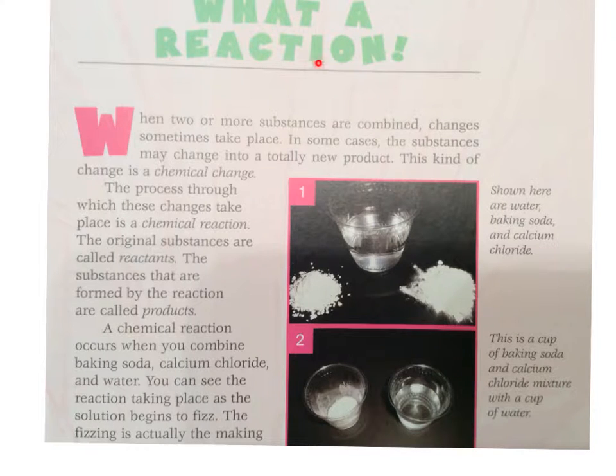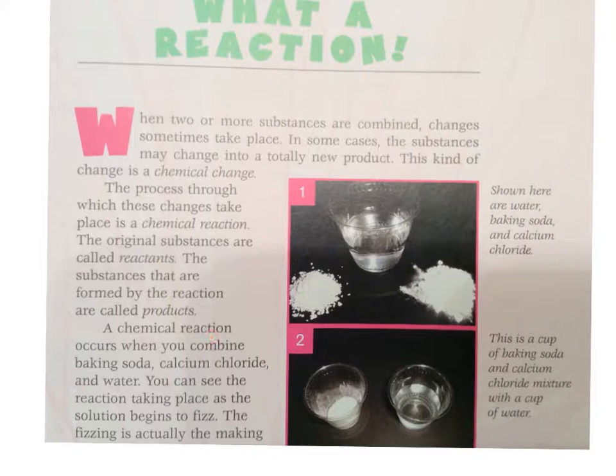What a reaction. When two or more substances are combined, changes sometimes take place. In some cases, the substances may change into a totally new product. This kind of change is called a chemical change. The process through which these changes take place is a chemical reaction. The original substances are called reactants. The substances that are formed by the reaction are called products.